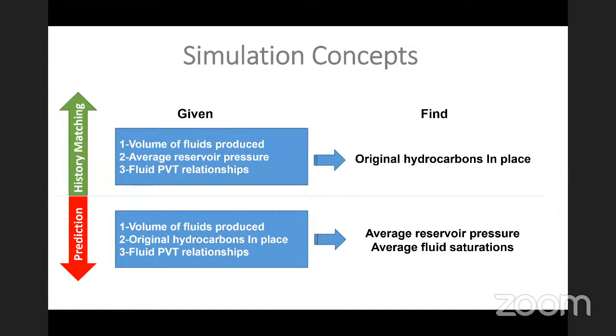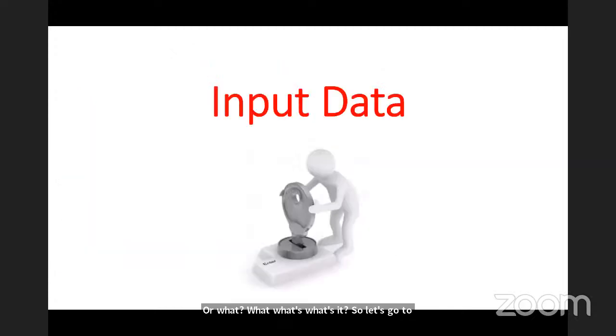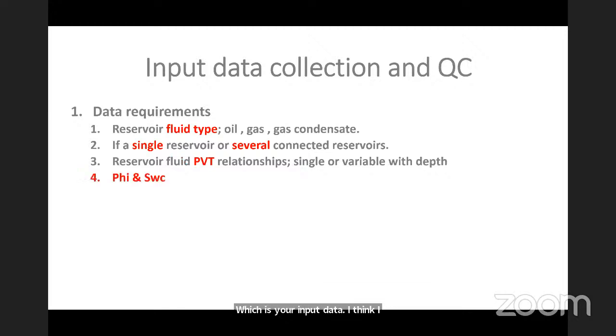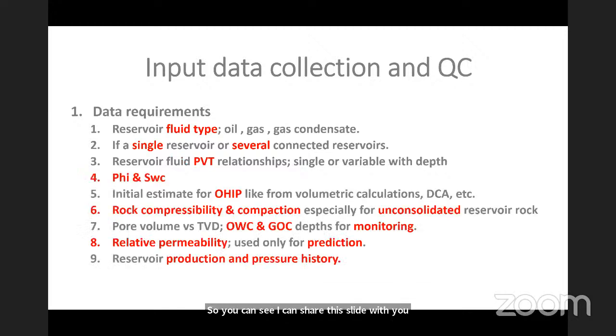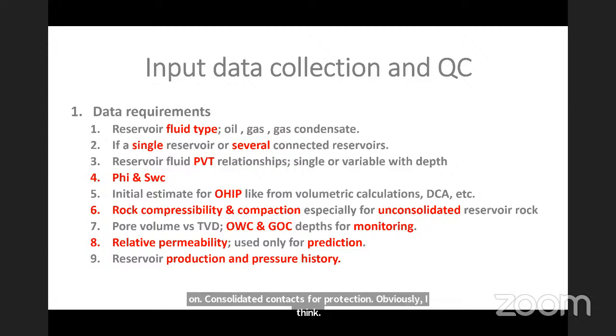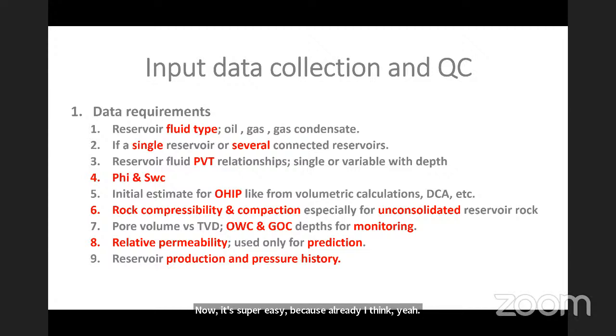So this is a simple clarification. I will not take too much time. You make an input, match, and in prediction, you're trying to estimate what's required. So let's go to a very important point, which is your input data. I think I had a question. Some asked me, so I can share this slide with you as well, no worry. You can see in this slide all of the data you need to start your MBAL. You need to know about your fluid model, whether it's single or different reservoirs, your PVT, your estimation of oil in place, compressibility, and so on, contacts if consolidated, relative permeability, production, and the pressure history. I think now it's super easy because you already saw it on the MBAL itself. Okay.